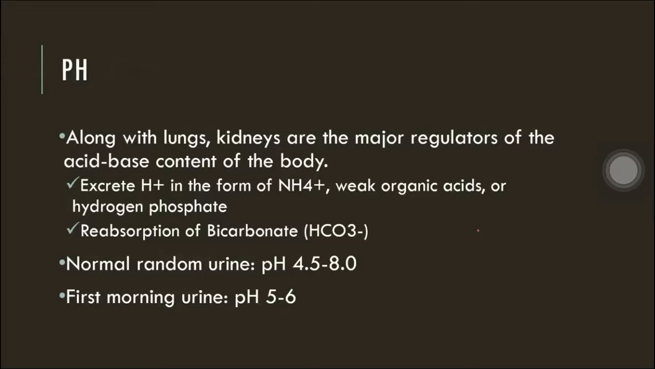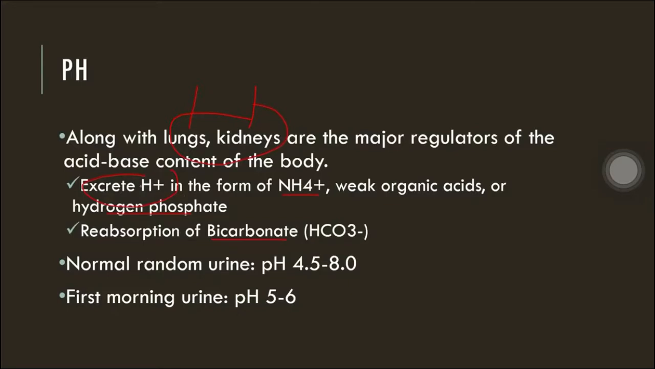Next, we have pH. Along with lungs, kidneys are the major regulators of the acid-base content of the body. So again, the major organs involved in the regulation of the acid-base balance of the body are the lungs and kidneys. Okay, lungs for the excretion, or rather exhalation, of carbon dioxide. Okay, and kidneys naman associated with excretion of hydrogen ion or reabsorption of bicarbonate. Okay, so again, sa kidneys associated siya with excretion of hydrogen in the form of ammonium, weak organic acids or hydrogen phosphate, or reabsorption of bicarbonate.